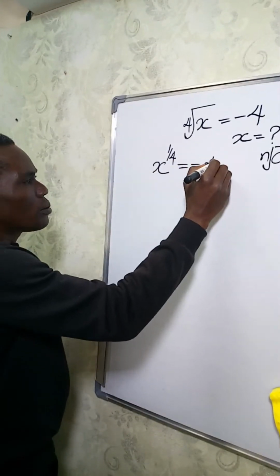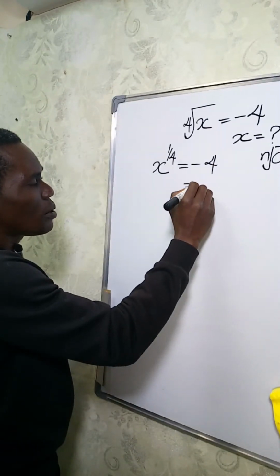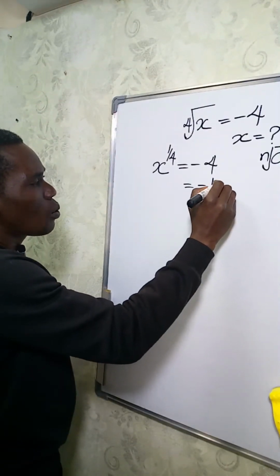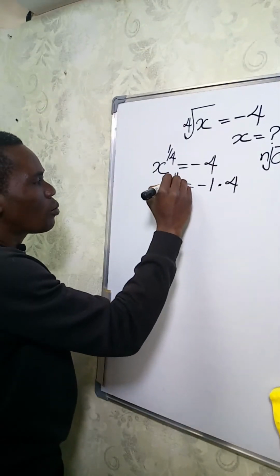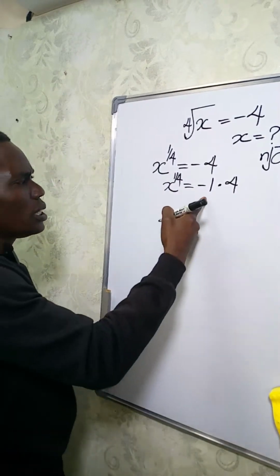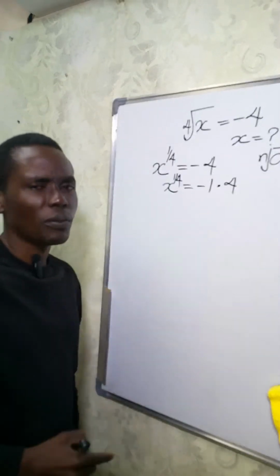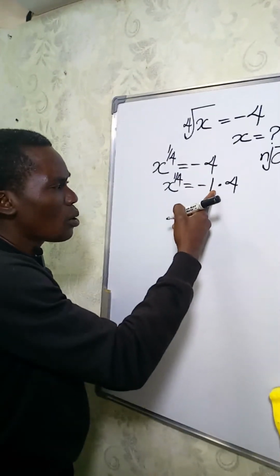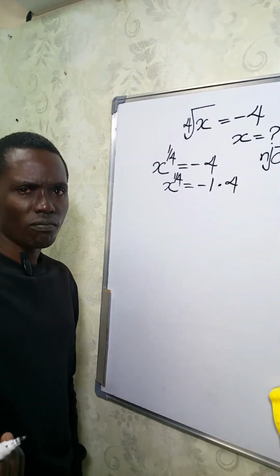and that will be equal to -4. Now I can separate -4 to give me -1 multiplied by 4, and this will give me x to the power of 1 divided by 4. Yes. Now I've not done anything here. I'm only taking this, separating the -1 from the 4, and if you have -1 multiplied by 4, it's going to give us -4.